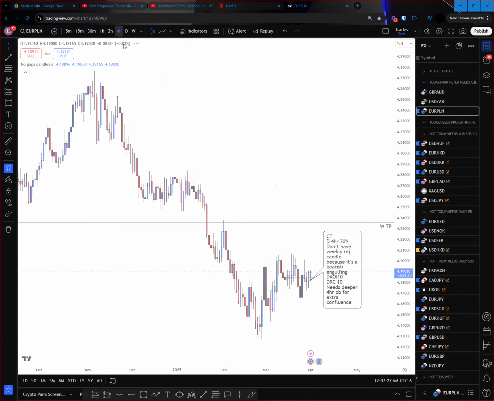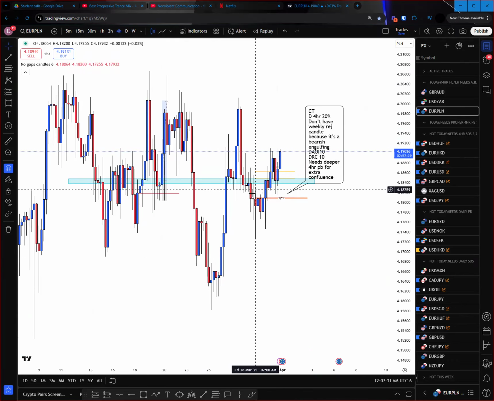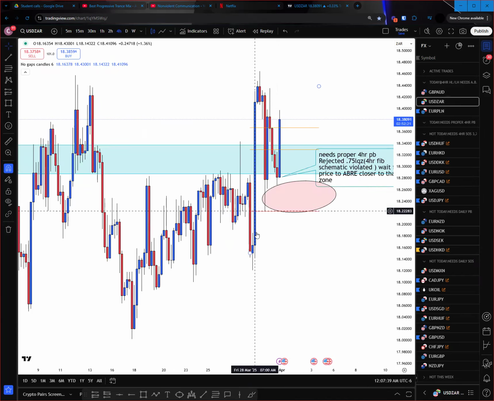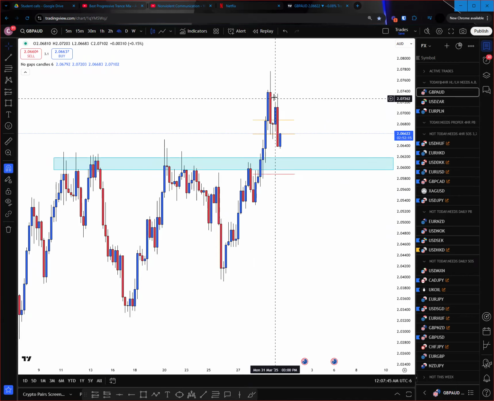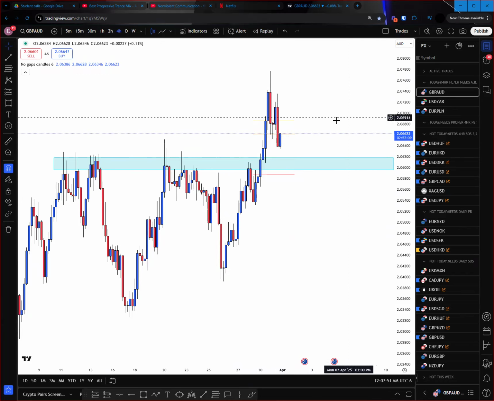Euro PLN, now, this is bullish as of this point here. It had a proper pullback. We were looking for the accumulation break retest. USD ZAR, same thing, bullish, pulled back. In this area, we're looking for the accumulation break retest. Same thing, a 4-hour push, 4-hour pullback, looking for the accumulation break retest to then take it long.